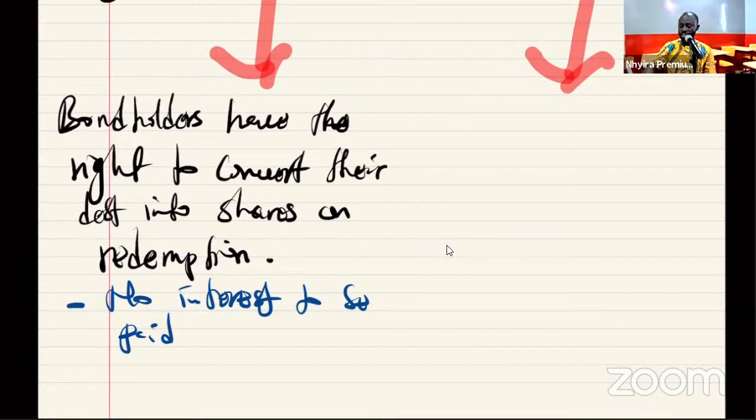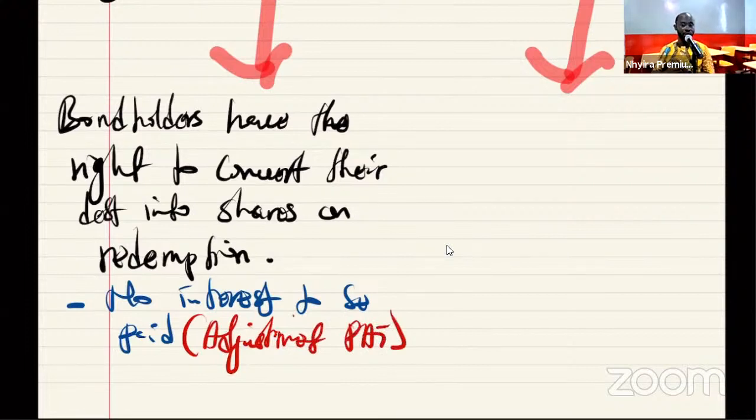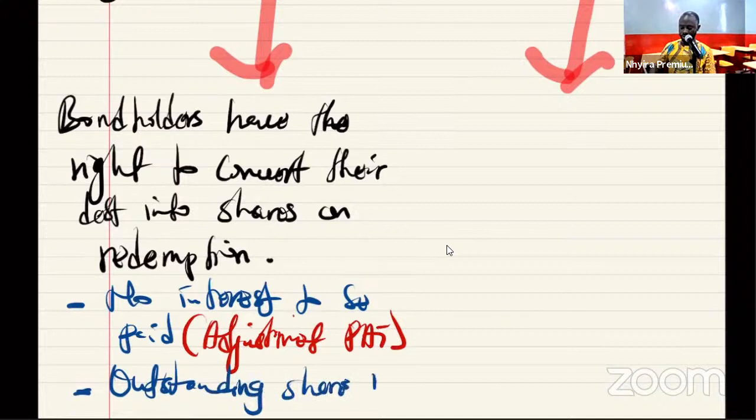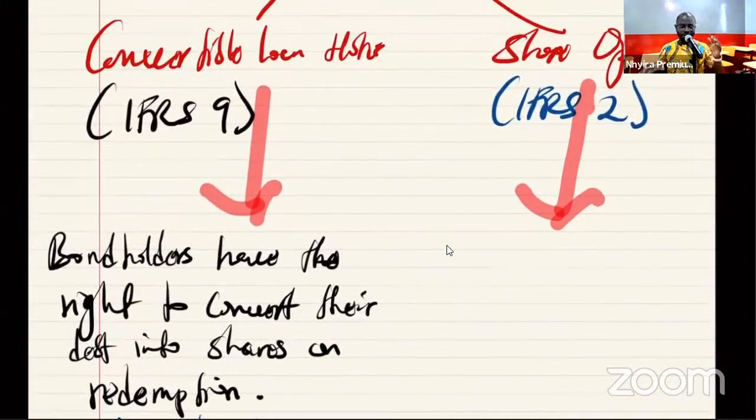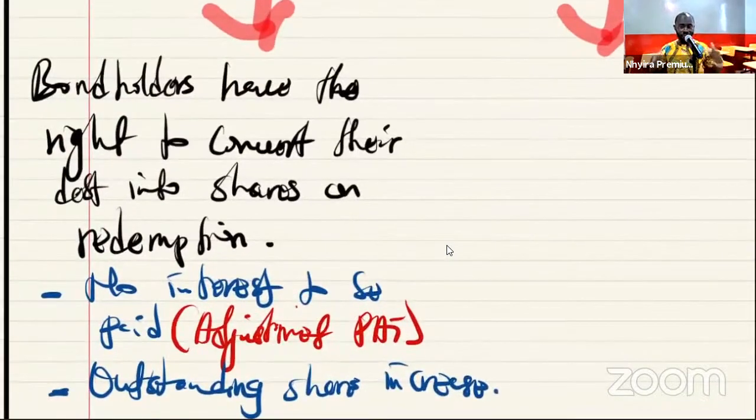When this happens, it means that we have to adjust the profit after tax for the period under consideration. And we'll come to that in a moment. Because of this, the outstanding shares will increase. So what we're saying here is that in convertible loan notes, our profit after tax figure must be adjusted, then our outstanding shares would be increased.